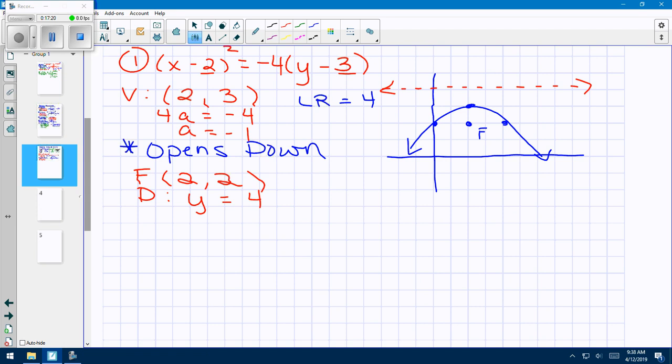And I'm not sure if I listed them in this way, but I like to list the ends of the LR as E and E prime, so you might see me do that in the future. So those coordinates can be written as E would be in this case 0, 2, and then E prime would be 4, 2. If you don't list them using that specific notation, that's fine, but that could be something that we wind up getting used to.